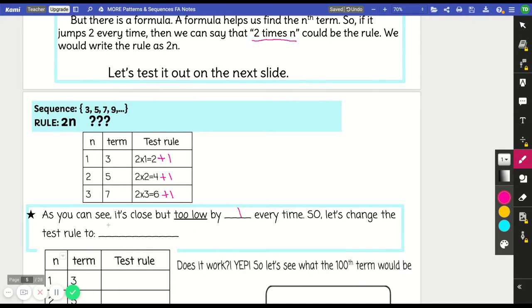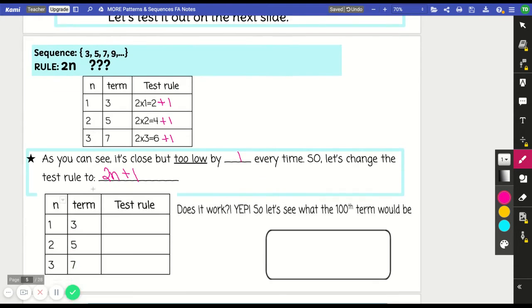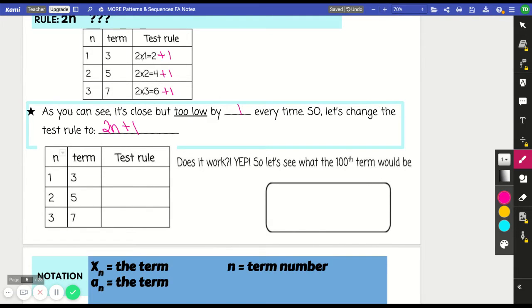So let's change the rule. Let's try 2n plus 1 and see if that works. So we did that up here already. So we had 2 plus 1, it does equal 3. 4 plus 1 equals 5. And 6 plus 1 does equal 7. So it does work. So let's see what the 100th term would be.